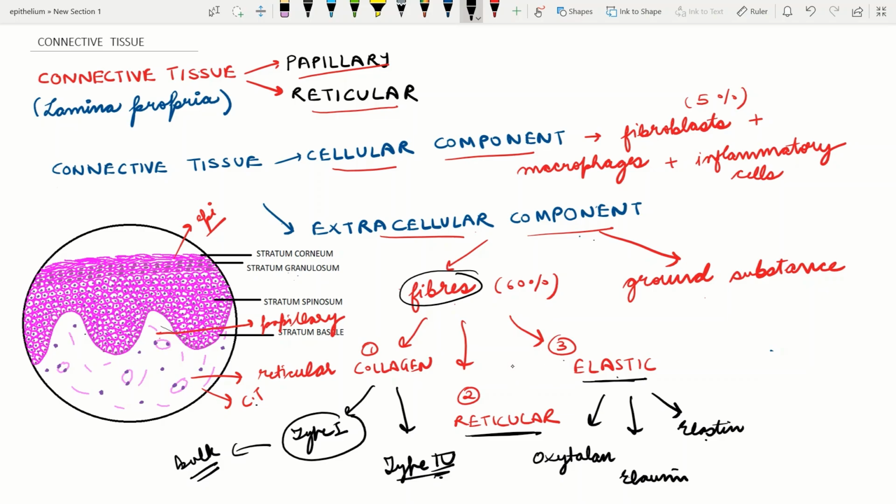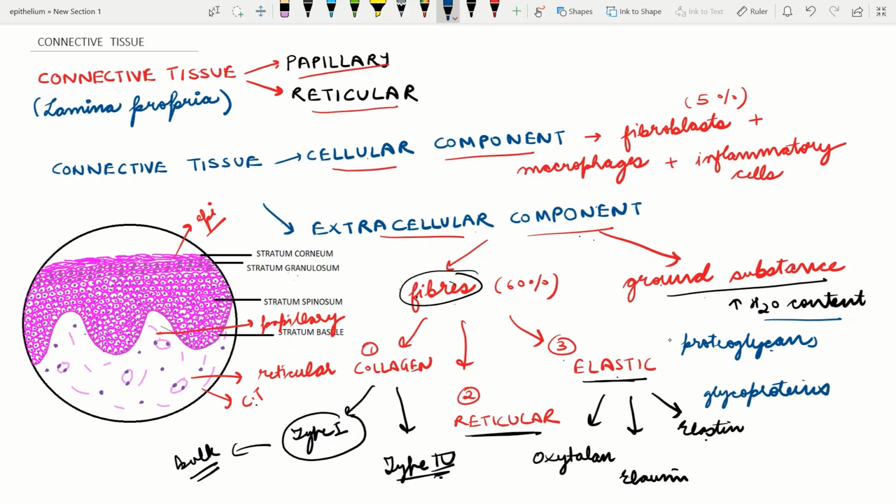Now coming to the ground substance. This ground substance fills the space between the cells and fibers. It has an increased amount of H2O content, and you will see proteoglycans and glycoproteins in the ground substance.